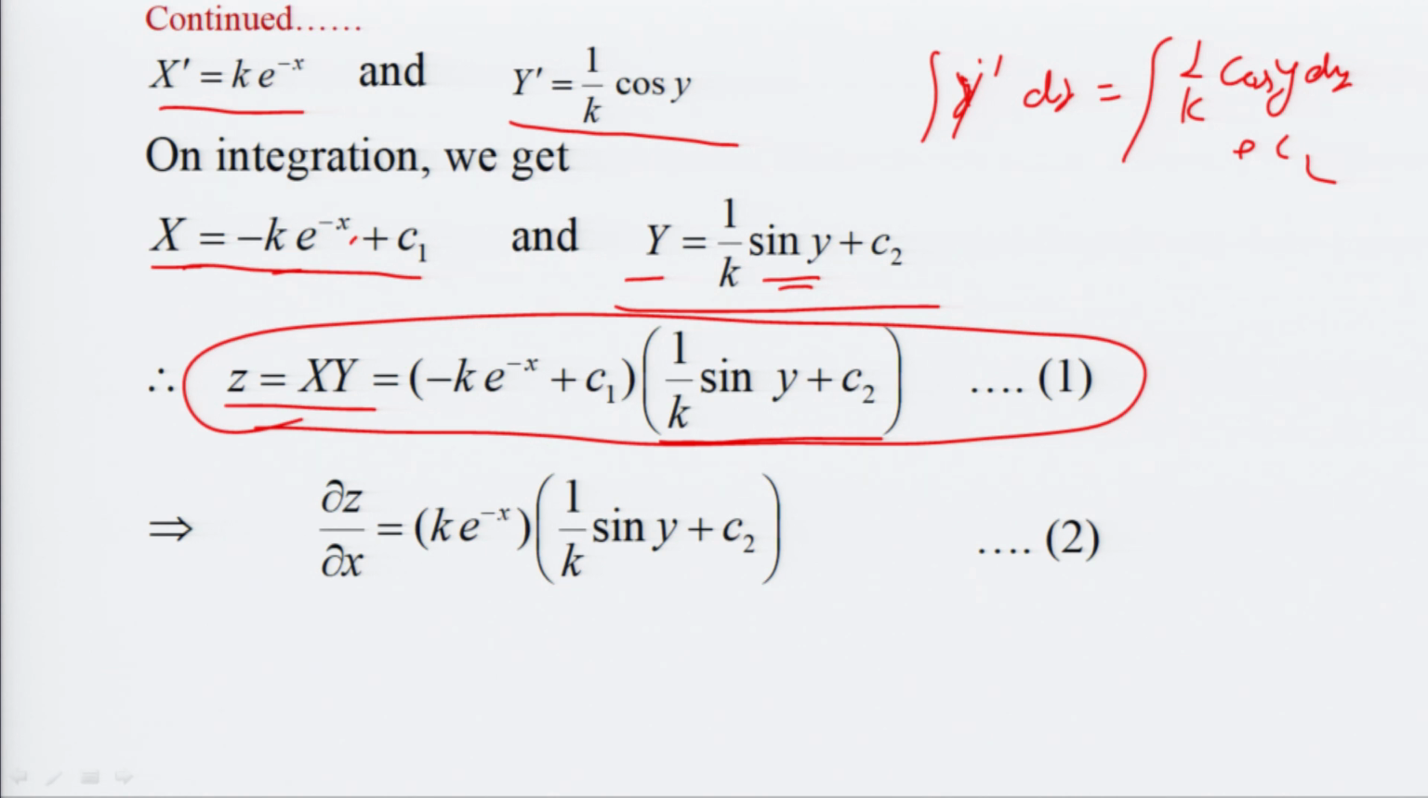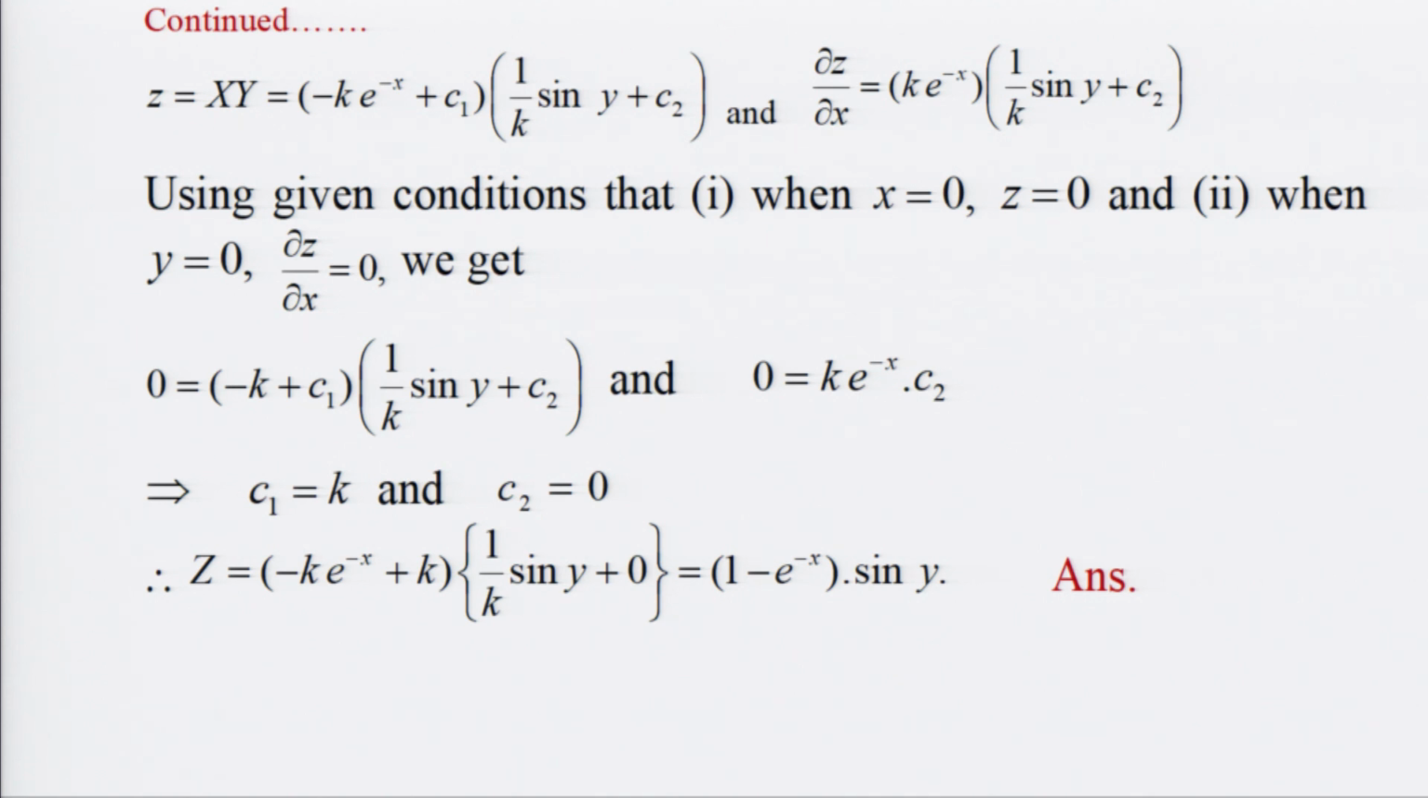Now, to apply the given condition to evaluate the constant, we need the value of del z by del x. So, if we differentiate this expression partially with respect to x, then del z by del x is equal to k into e to the power minus x, and the derivative of the other factor becomes 0 because it is a function of y, so it will become constant. So, finally, z is equal to this and del z by del x is equal to this. This is the solution and this is the derivative of z with respect to x.